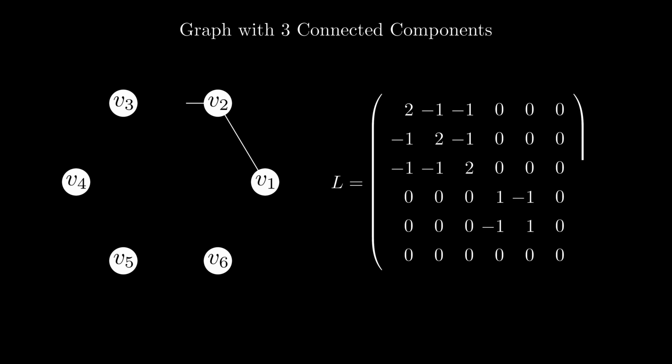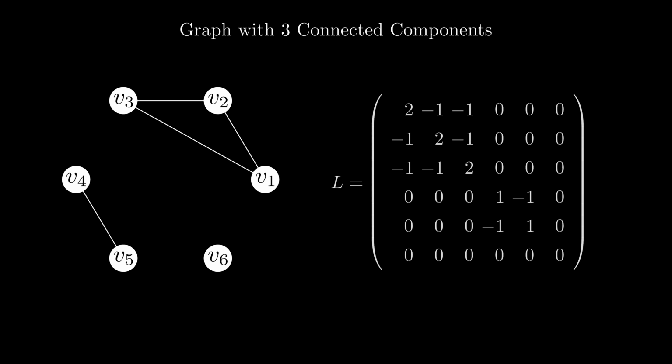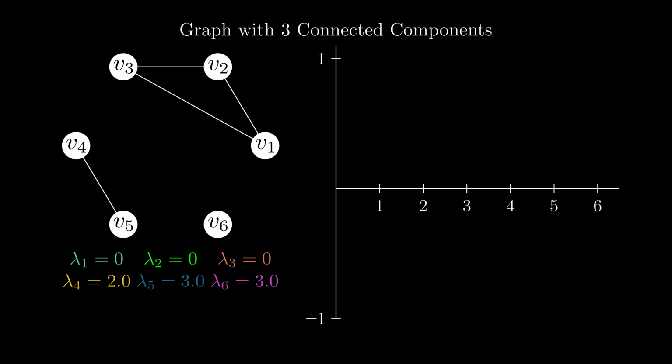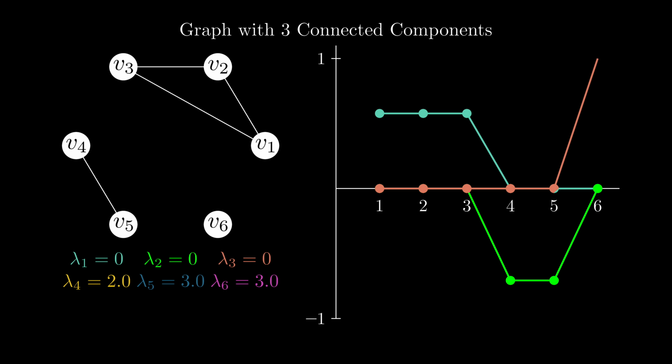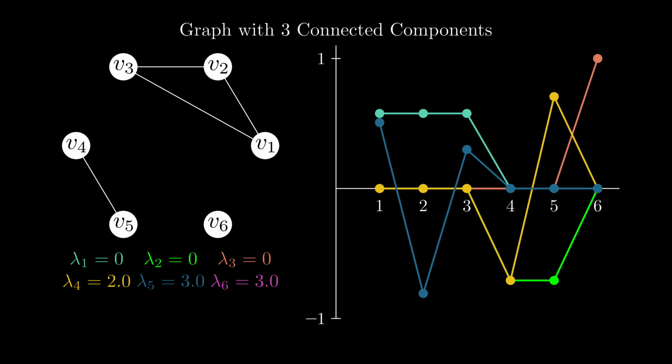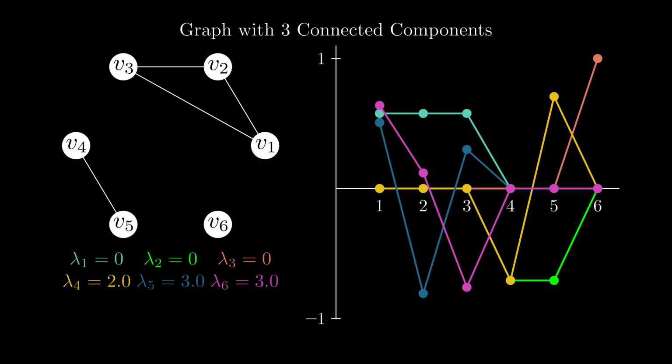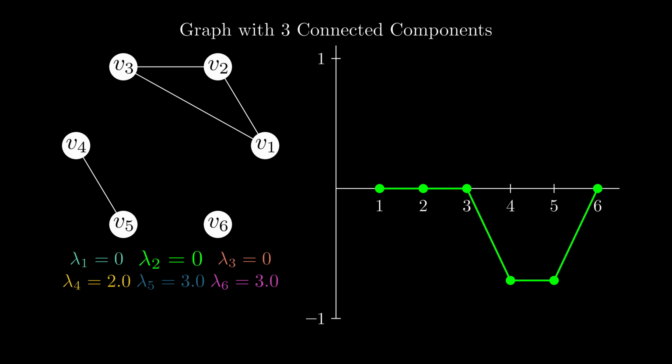All good? Now let's move on to our last example, the graph with 3 connected components. This one is particularly interesting because the eigenvalue 0 has a multiplicity of 3, which is exactly the number of connected components. Look at the first eigenvector. It seems that it's only non-zero on the first connected component. The same idea applies to the second and the third eigenvector corresponding to the eigenvalue 0.